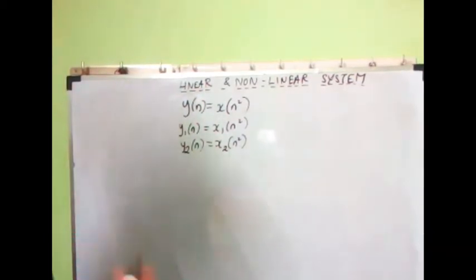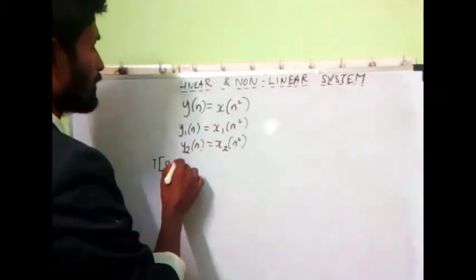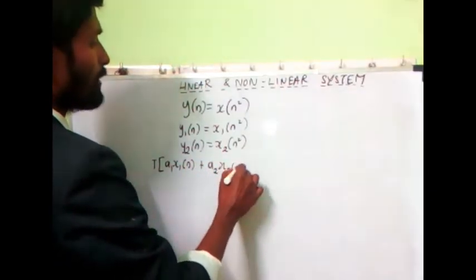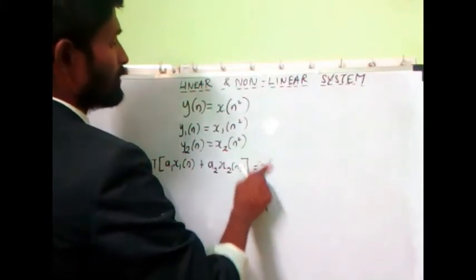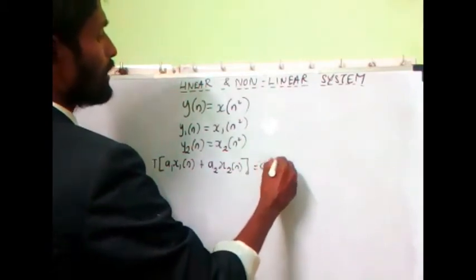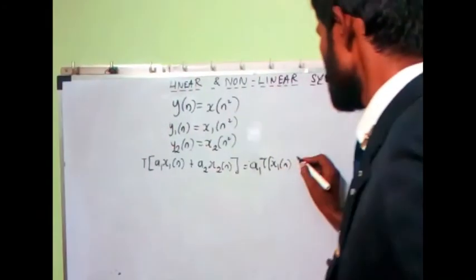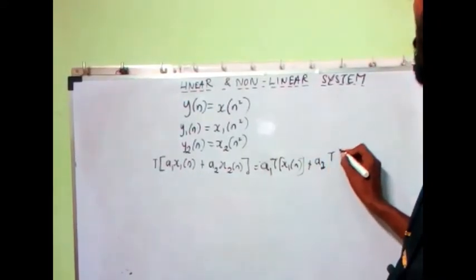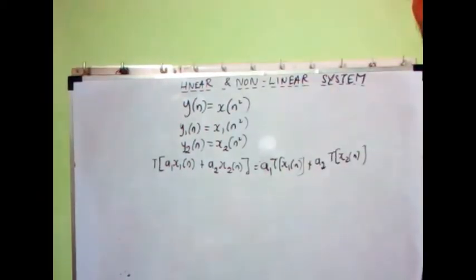Now what I do is apply everything. T of a1 x1 of n plus a2 x2 of n, which is equal to, sorry, once again, I have the constants here. a1 into T of x1 of n, and then plus a2 into T of x2 of n. This is a default formula. I hope everyone got it now.